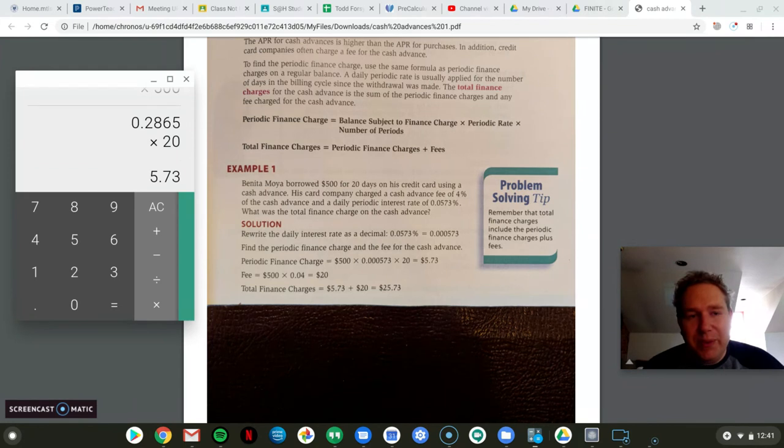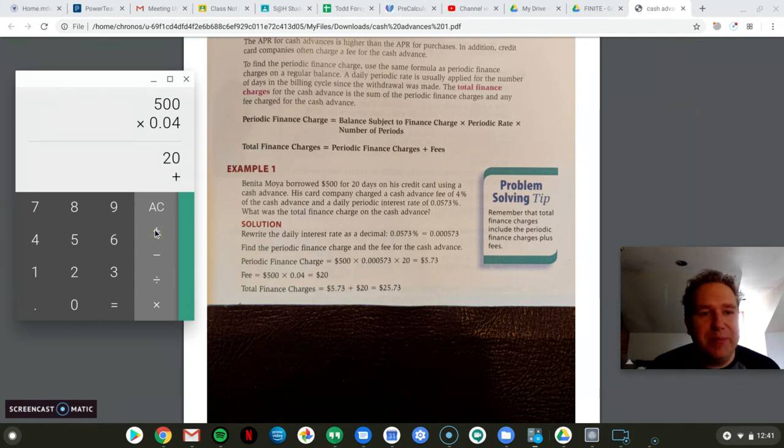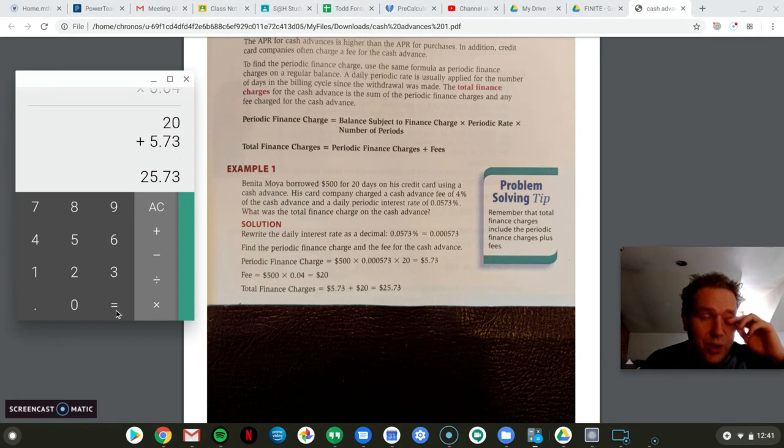But listen, there's also a fee with it. So write that number down, but then you have to take into account the fact that they have a 4% charge on however much you take out of the ATM. So multiply how much they took out of the ATM, the $500, by 4%, and you get $20. So the total finance charge is that $20 plus the interest charge that we just found, $5.73, meaning that the total finance charge for this cash advance is $25.73. That's how much the credit card company charged him to borrow. So that's how we would do it.